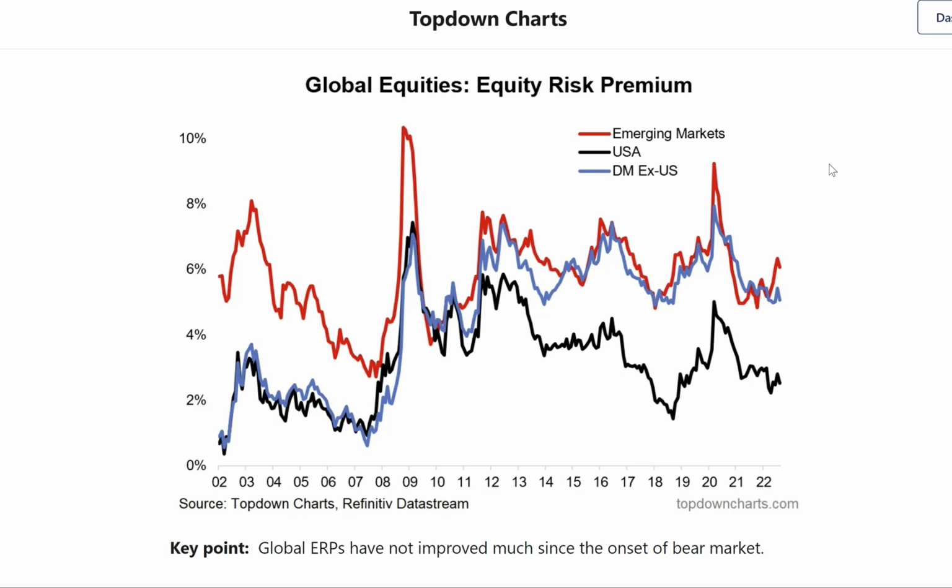For instance, compare and contrast on this chart the current levels of the ERP, or equity risk premium, versus that seen during the peak of the pandemic panic or the 2008 financial crisis. Current levels are simply not compelling, certainly not compared to those episodes.